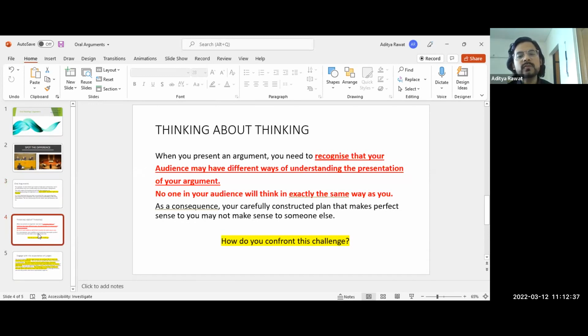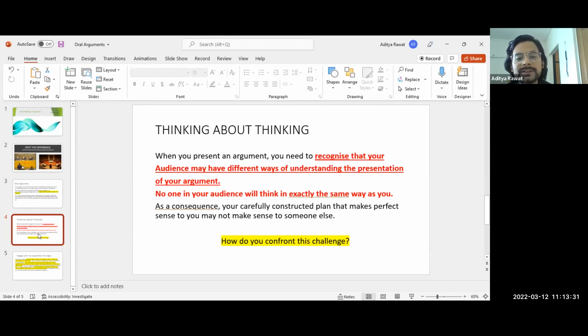Now, think about it. When you present an argument before a panel of judges, you have to be cognizant that your audience, in the case of a moot court competition, may have different ways of understanding the presentation of your argument. No one in your audience will think in exactly the same way as you. You are the one, along with your team, who has researched a particular moot proposition for, let's say, a couple of months or even a couple of weeks. The judges who are going to be adjudicating upon you might not have perused the proposition in the same depth as you have. So they might not be in a position to have a ready idea of how your presentation, how your structure is going to be.